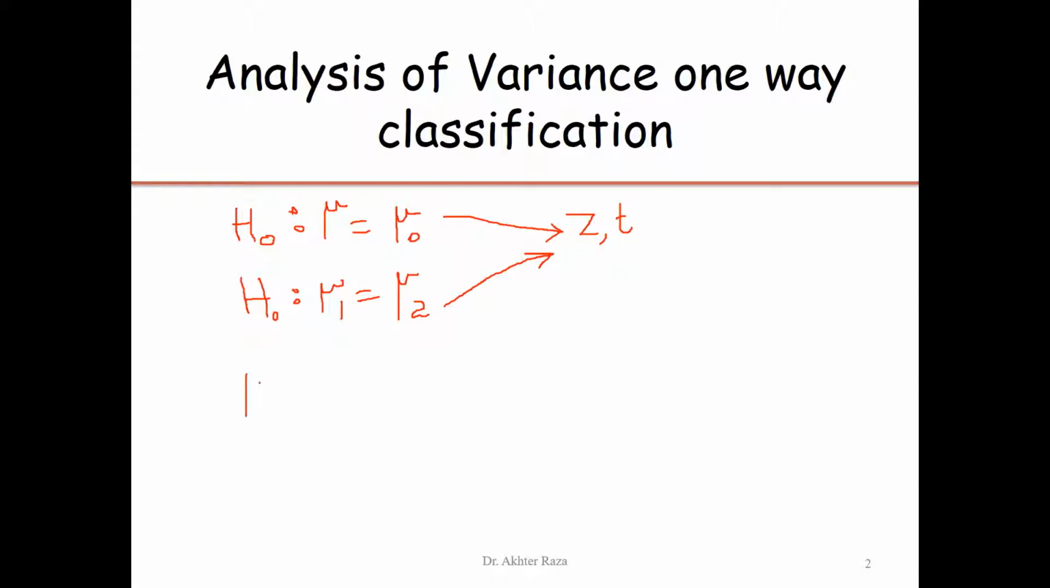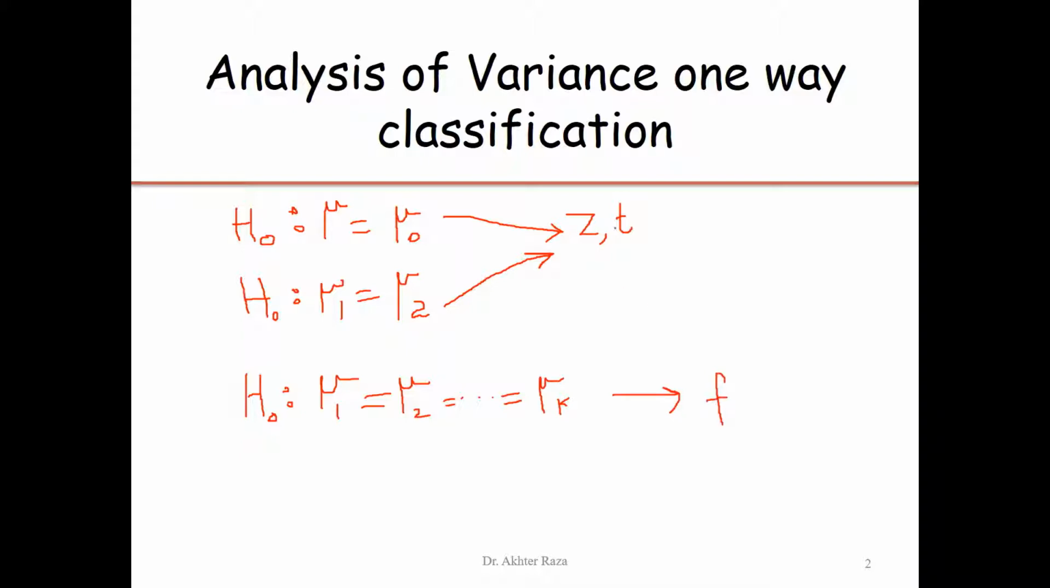If we have multiple groups, where we want to compare the hypothesis in which we have several means, mean 1, mean 2, and so on. Suppose we have k different populations and we want to compare the means of these k populations. The means of these k populations can be compared by F test or the F statistics.